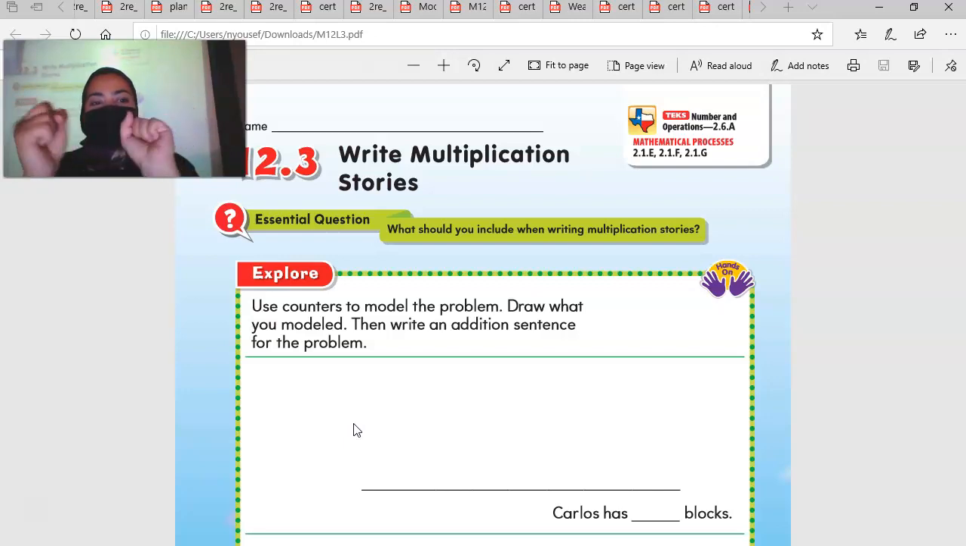I'm going to say the numbers slowly. 4, 8, 12, 16, 20, 24, 28, and 32, 36, and last comes 40.